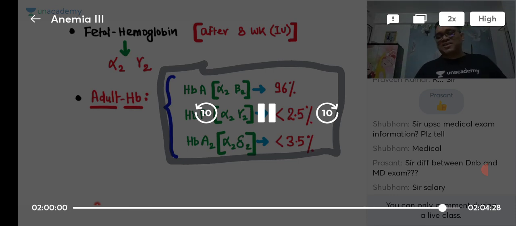Salary, I don't know the government salary exactly, but it's a good salary. My brother is in the railways and he used to tell me that all the medical officers have a luxurious life. So the salary is good. I don't know the exact amount, but definitely it is more than 1 lakh, and you'll have other perks also.